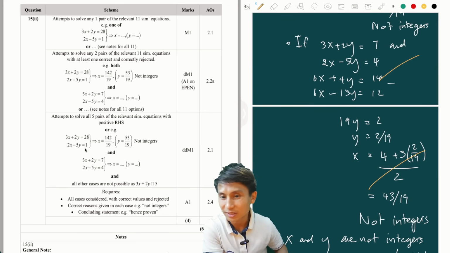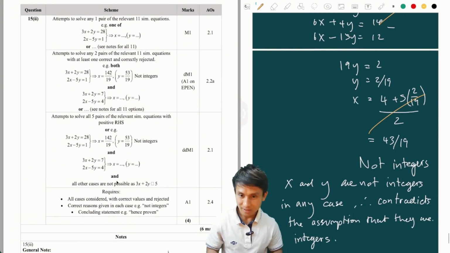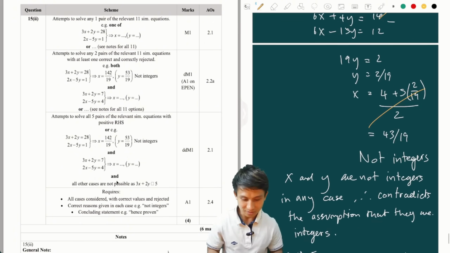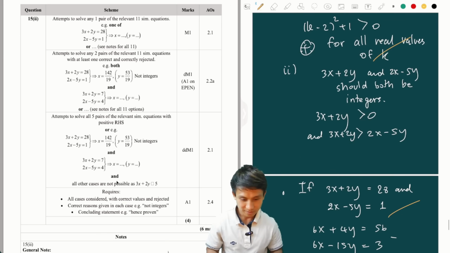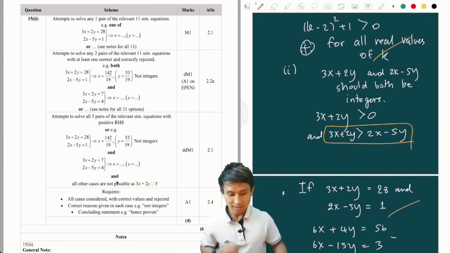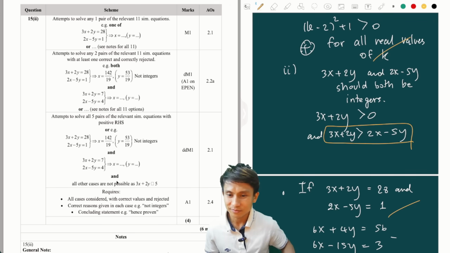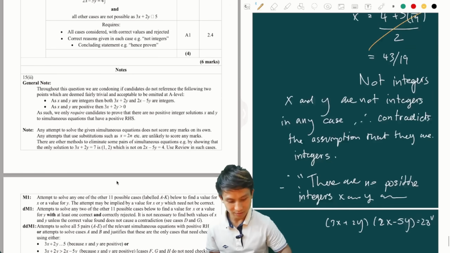Or e.g. this and this. Oh, right. So I think I got them, right? All other cases are not possible as, yeah. I think I did say that other cases are not possible because of that. So I say that has to be greater than 0 and that has to be greater than that. I think that's the same thing. Okay, so I think that's fine.